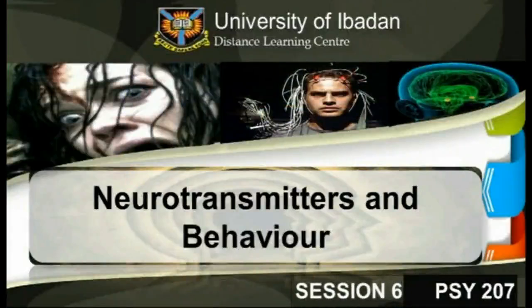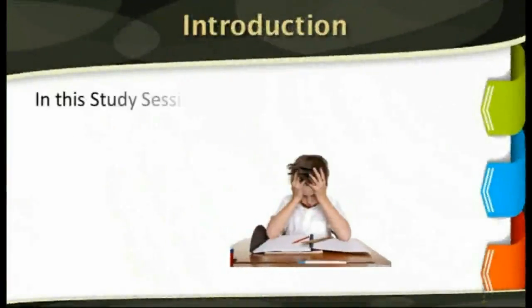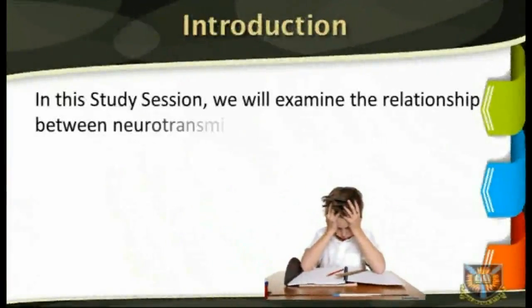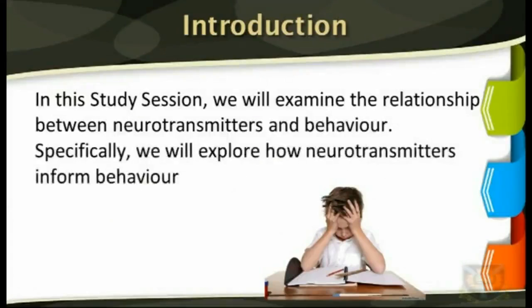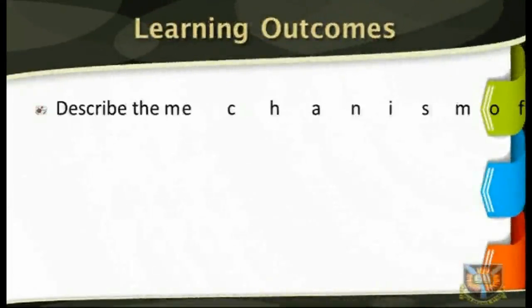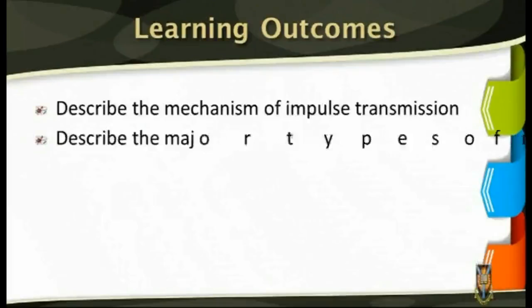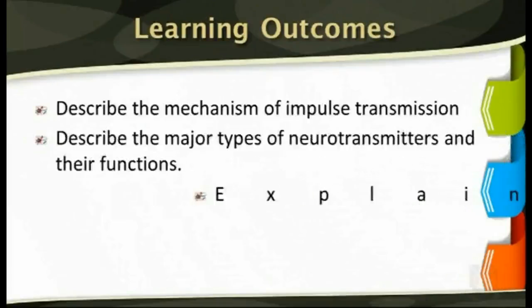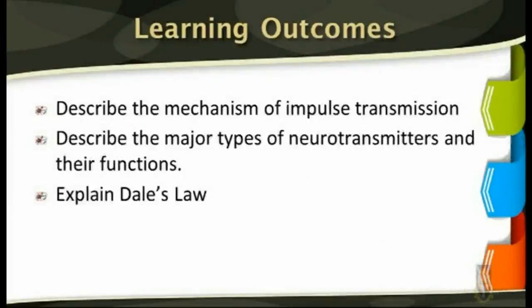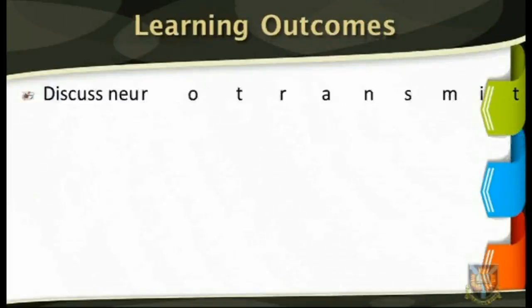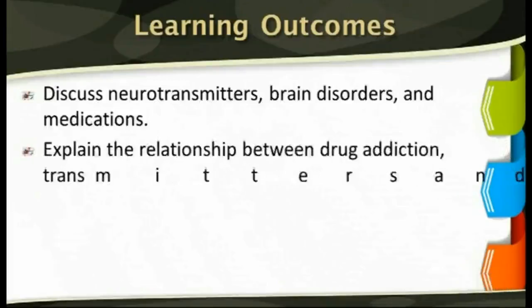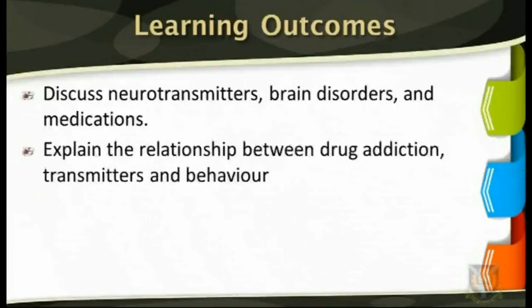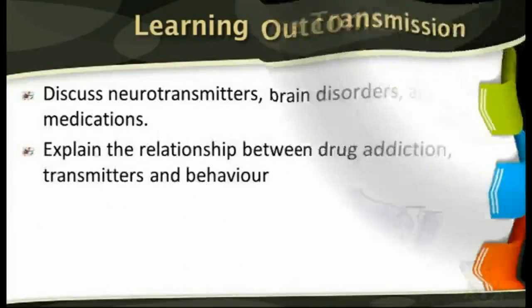Neurotransmitters and behavior. Introduction. In this study session, we will examine the relationship between neurotransmitters and behavior. Specifically, we will explore how neurotransmitters inform behavior. 2. Outline the mechanism of impulse transmission. Describe the major types of neurotransmitters and their functions. Explain Dale's law. Discuss neurotransmitters, brain disorders and medications. Explain the relationship between addiction, transmitters and behavior.